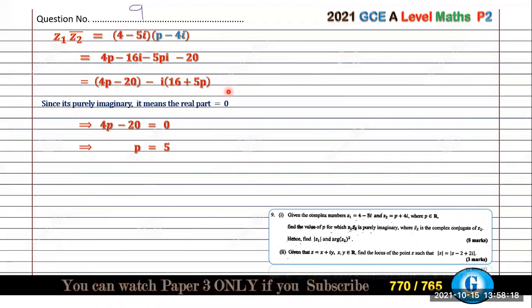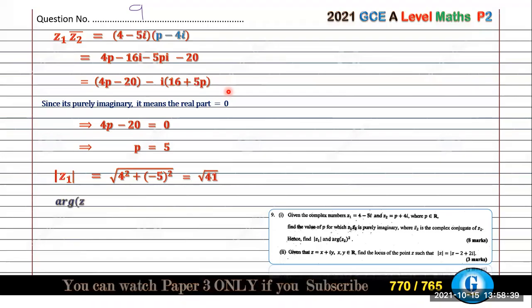Hence, find the absolute value of z1, that's the modulus, right? So mod z1 will be equal to the square root of 4 squared plus minus 5 squared. That is 16 plus 25, which gives us the square root of 41.